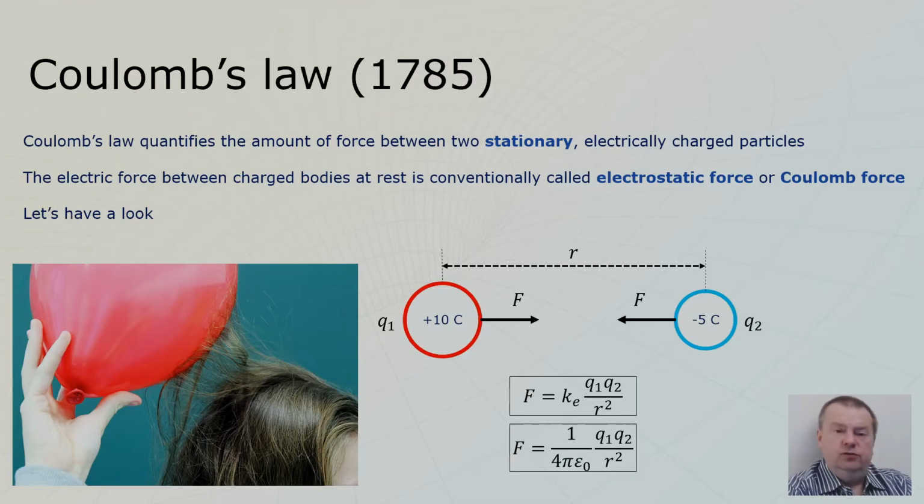Later, they changed the formula. The constant, K, they replaced it with an epsilon, but not just with an epsilon, no, they divided 1 by the epsilon, and they put in 4 pi. And I ask myself the question, why? And the answer is, mathematicians are evil.